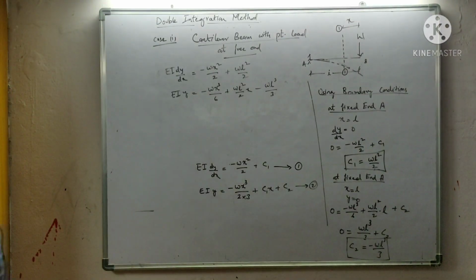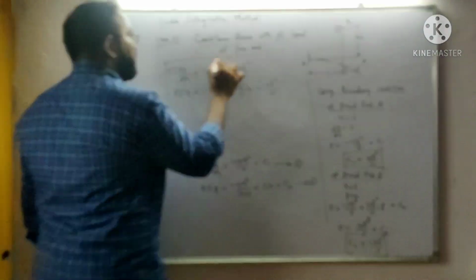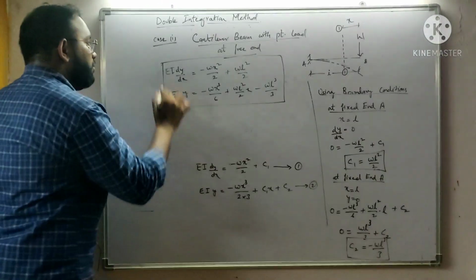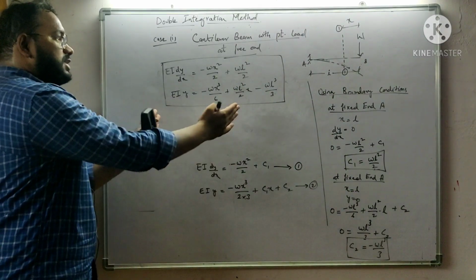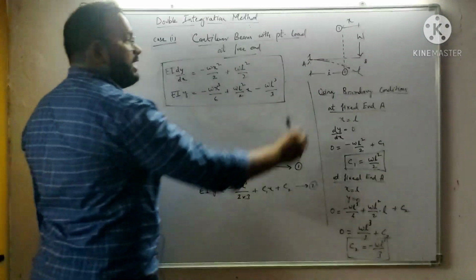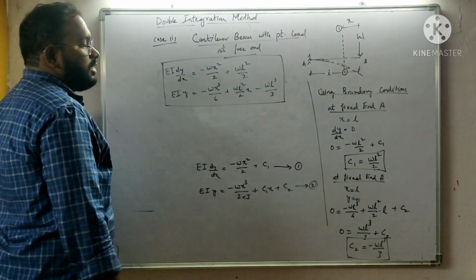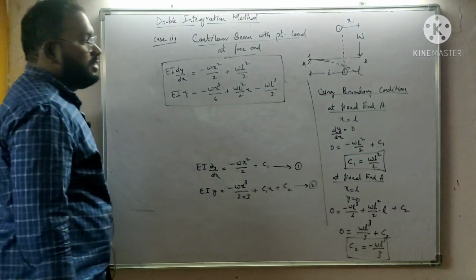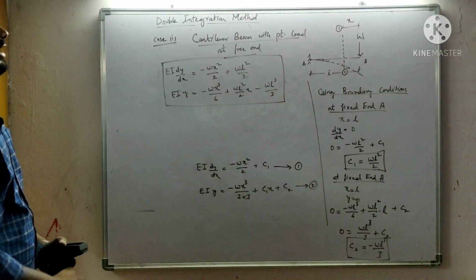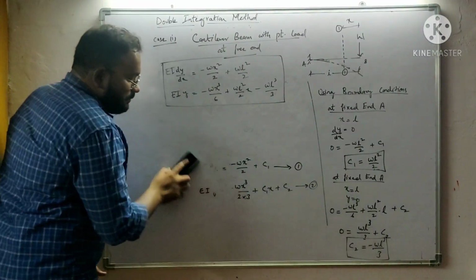So these are the final equations for slope and deflection, which, if you substitute the values of x at different points in the beam, will give you the slope and deflection in the beam. X is always measured from the left end to be substituted in the equations.